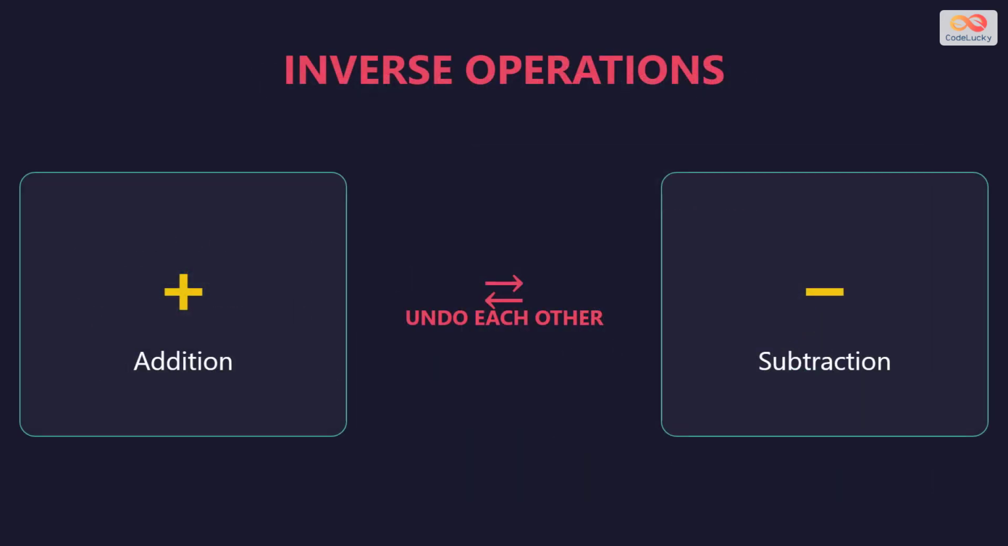To move numbers away from the variable, we use inverse operations. Inverse means opposite. The inverse of addition is subtraction, and the inverse of subtraction is addition. These operations undo each other, allowing us to cancel out numbers.